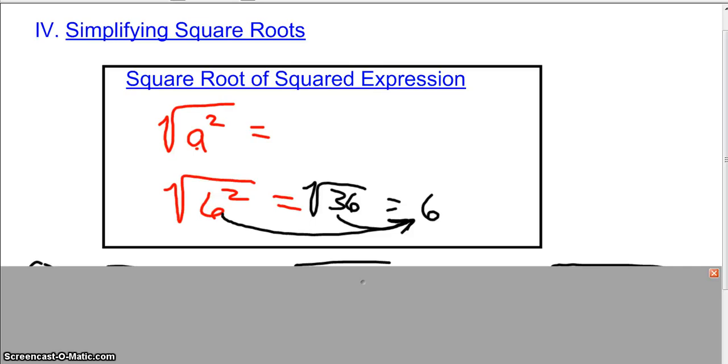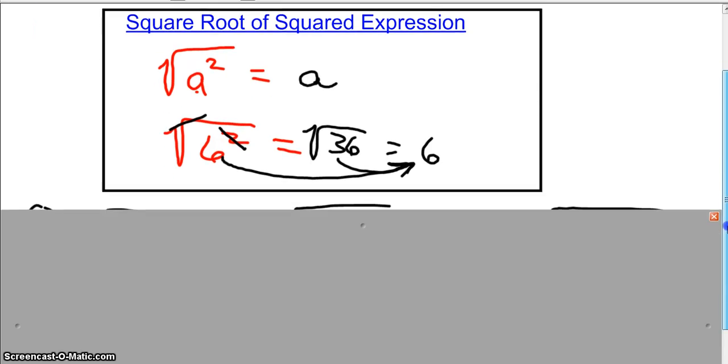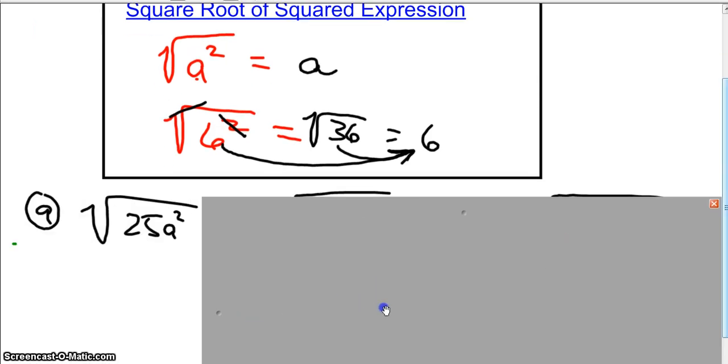So notice that squaring and square rooting are inverse operations, right? We could kind of say they cancel each other out. They're inverse. So if that's true, then the square root of a squared, Carly, is what? Is a. Good. Because the squaring and the square rooting are inverse. So we just take the base out of the radical. Base a. So let's try this with some other numbers here, some other expressions. The square root of 25a squared.